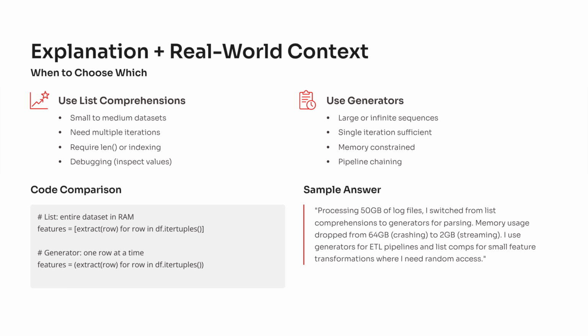That's a complete answer. It shows that you understand not just Python syntax, but also how to think like a data engineer. So remember this rule of thumb. Use list comprehensions for smaller datasets you'll access repeatedly. Use generators when scalability and memory efficiency matter most, like in ETL pipelines or log processing.